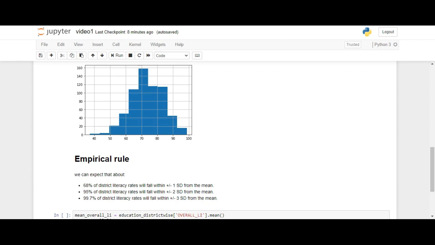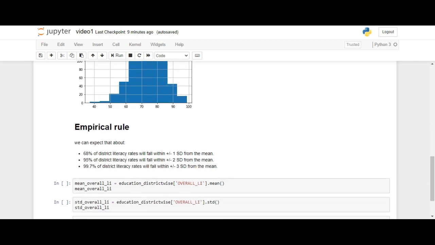The next step would be checking the empirical rule. We can also use Python to find out if our data follows the empirical rule. The empirical rule says that for every normal distribution, about 68% of values fall within one standard deviation of the mean, 95% fall within two standard deviations of the mean, and 99.7% fall within three standard deviations of the mean. Since the normal distribution seems like a good fit for the district literacy rate data, we can expect the empirical rule to apply relatively well.